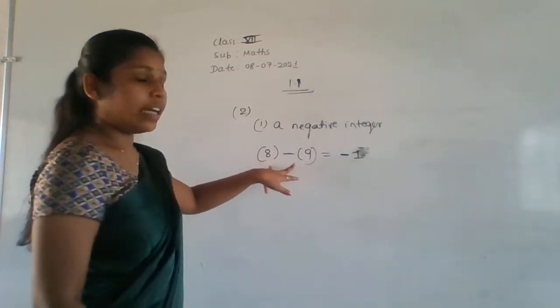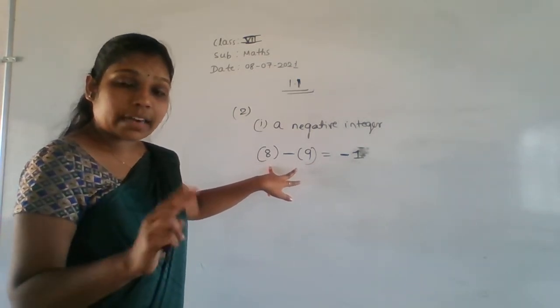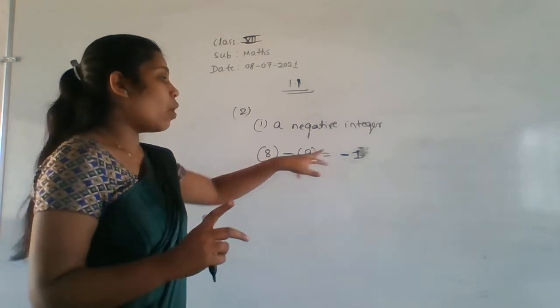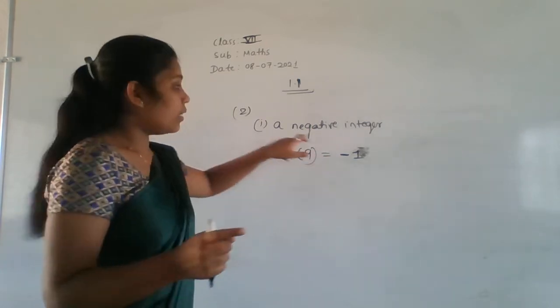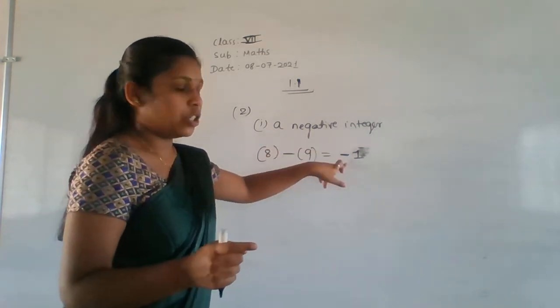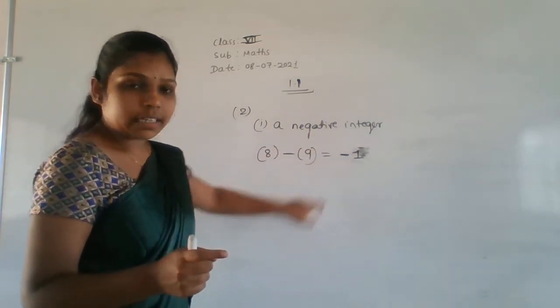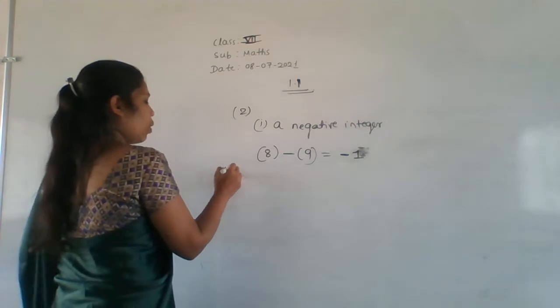Okay. So when we took two integers and subtracted them, we got minus 1 as the answer. And what is the minus 1 here? That is nothing but a negative integer we got as the answer. Right? So like that we have to solve all the problems.